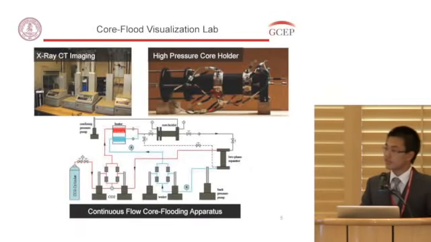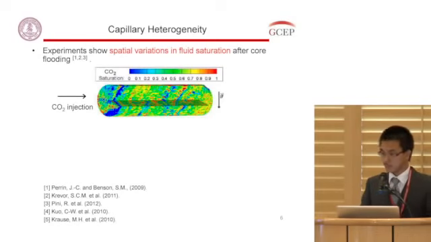The core flood visualization lab we have at Stanford University employs X-ray CT imaging to accurately measure fluid distribution inside the core. This is a typical experimental result. What I'm showing you here is the CO2 saturation distribution map inside the core measured by the CT scanner. The definition of CO2 saturation is the volume fraction of CO2 in the pore spaces. As you can see, the red color indicates the region where CO2 saturation is high, and the blue color indicates the region where CO2 saturation is low.